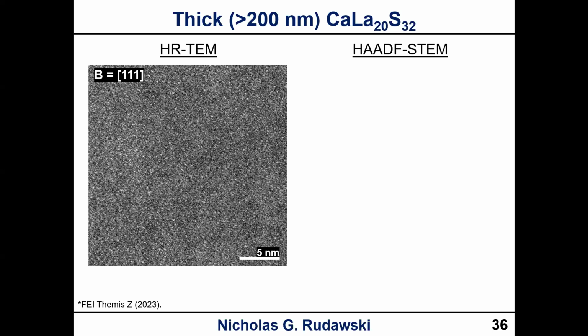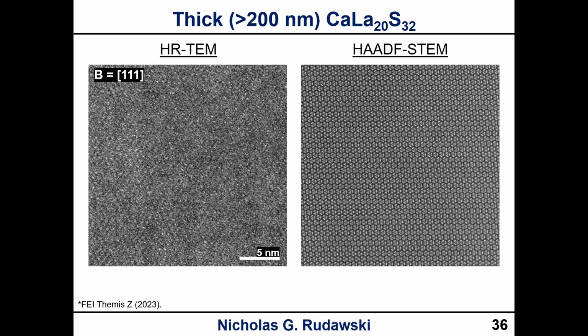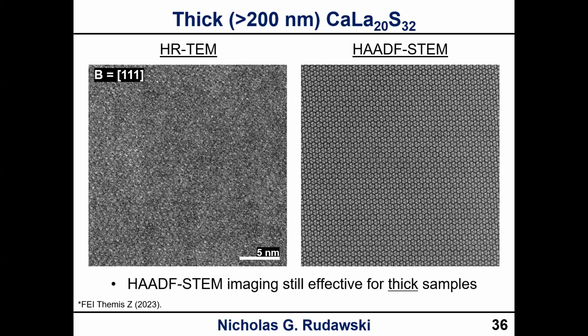So not very good. But if we look at the same area with HAADF, my goodness. It's like removing the fog, and we can see perfectly now. We're seeing basically perfect atomic detail of the structure that we weren't seeing in high res. This is because we're not relying on Bragg diffraction to give us the fringe contrast that we see in high res. We're looking at a thermal diffuse background that contributes. So the point here is that if we have a thicker sample, HAADF-STEM is still effective.